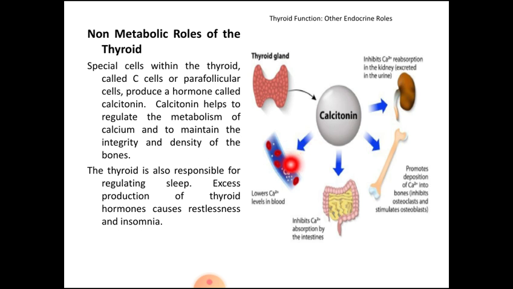The main function of calcitonin is lowering the calcium level in the blood, in circulation, so lowering plasma calcium. This is also done by inhibiting calcium reabsorption in the kidney, so it is excreted in the urine. In bones, it promotes deposition of calcium into bones, which means it inhibits osteoclasts and stimulates osteoblasts. In the GIT, it also inhibits calcium absorption by the intestine. So all these regulatory functions serve to lower plasma calcium.